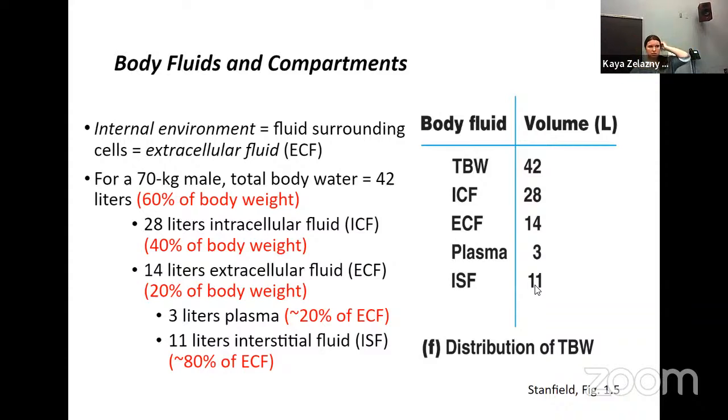So that breaks down to about 60% of body weight, kind of like 50 to 60, as being our total body water. Then of that, we divide 40% of your body weight is intracellular fluid, so the cytoplasm basically, versus 20% of body weight, that body fluid, is the extracellular fluid. And then we're breaking down the plasma versus the interstitial fluid.